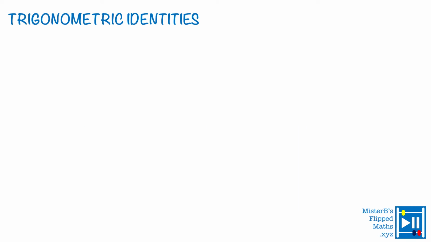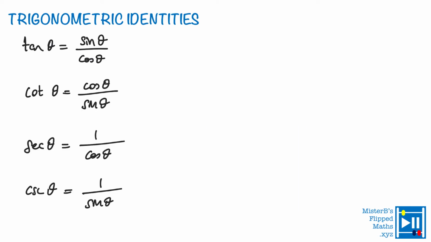Hi, in this video we're going to talk about simplifying trigonometric expressions by using trigonometric identities. Now recall that by definition we know the following: tangent theta, cotangent theta, secant theta and cosecant theta. Now you can notice here that cotangent theta is also the reciprocal of tangent, so I can write this as 1 over cotangent theta. Now these are the expressions we know by definition.